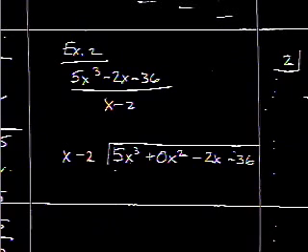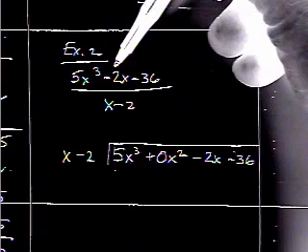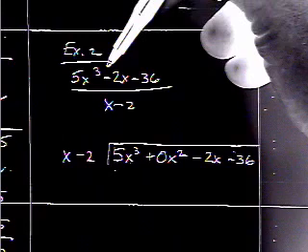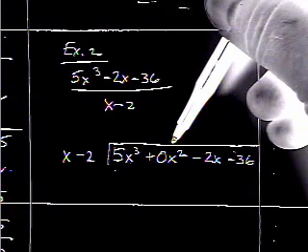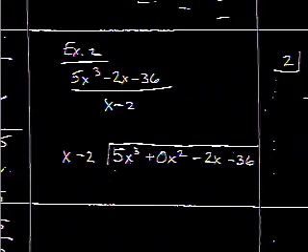Example 2. You'll notice that there's a missing squared term right here. So when I go to do my long division, I must include the 0 term. Yes, that's important.